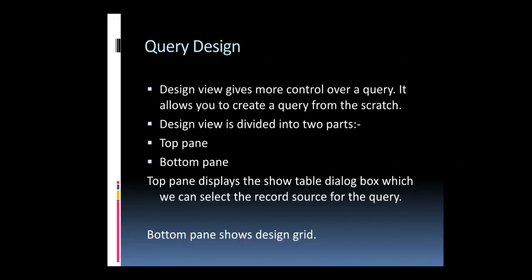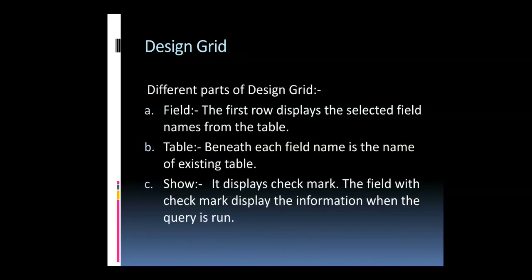Top pane displays the show table dialog box, in which we can select the record source for the query. In this pane, we will see the created tables displayed with the add option. The bottom pane shows the design grid. Design grid is divided into several categories.